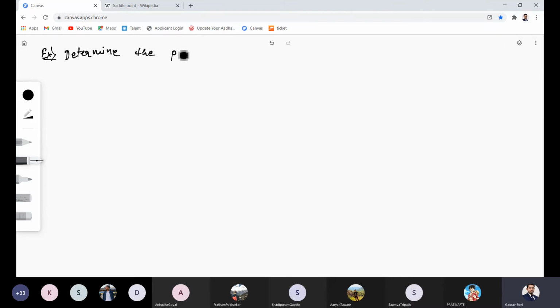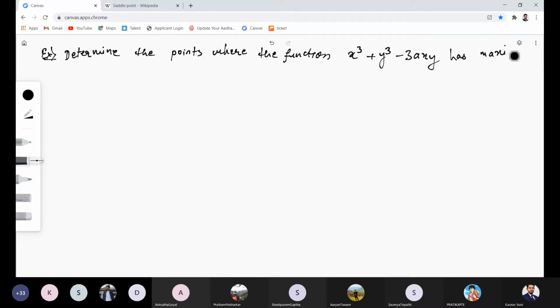Determine the points where the function x cubed plus y cubed minus 3axy has maxima or minima. Okay, so try this.